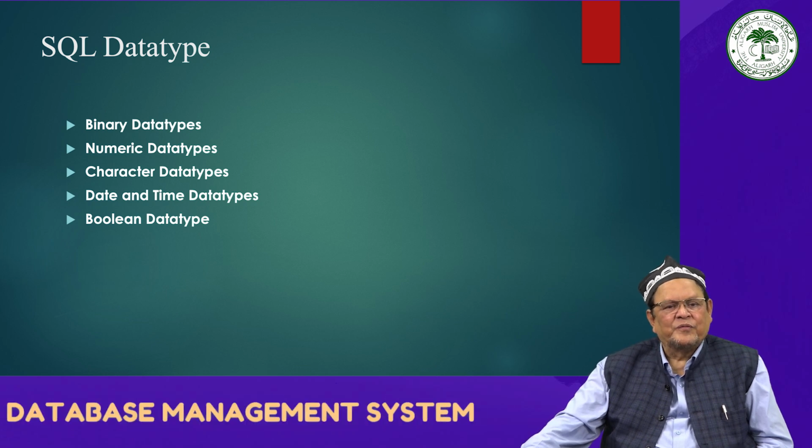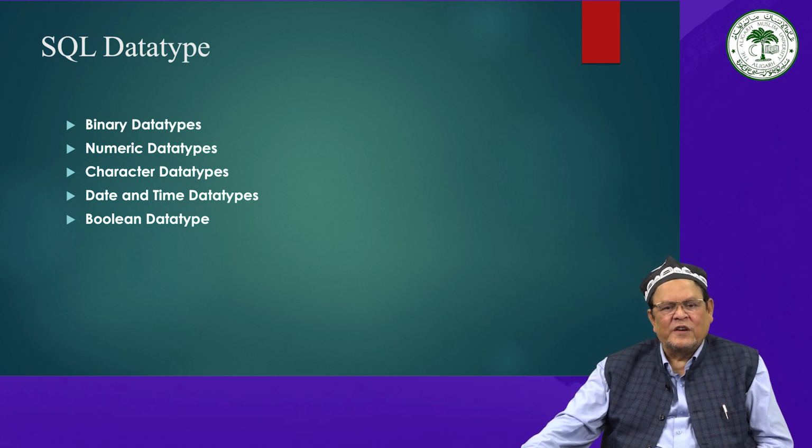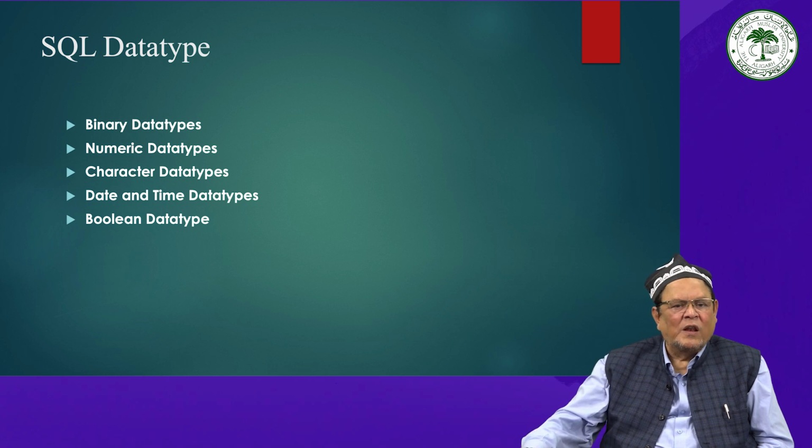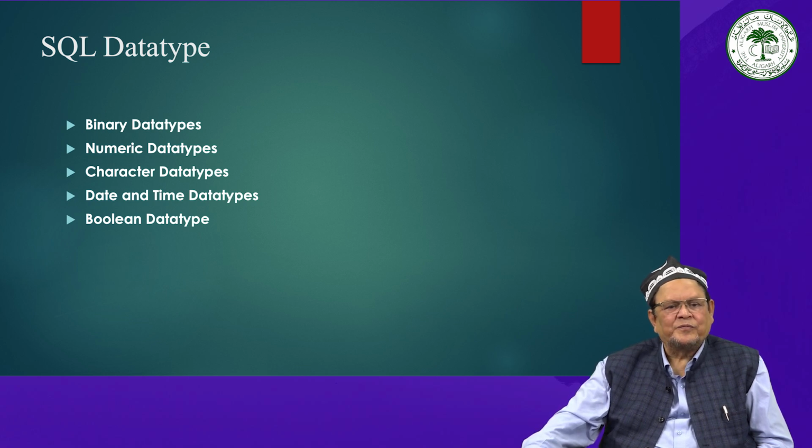SQL data types. In a database management system, SQL data types define the types of data that can be stored in a column of a table. Each column in a table must be assigned a specific type to ensure data integrity and efficient storage. SQL provides a wide range of data types to accommodate different types of data, including numeric values, strings, dates, and binary data. Here are some common SQL data types.